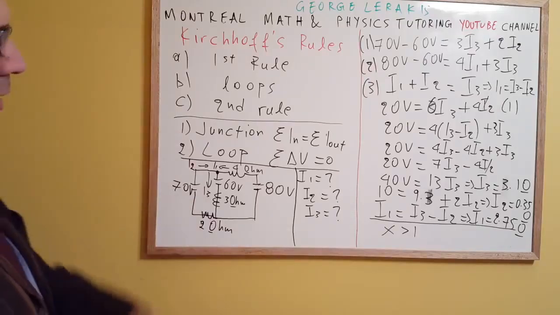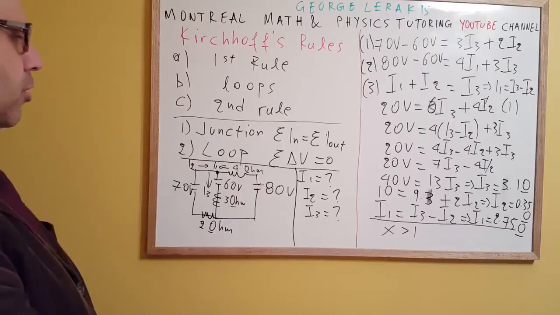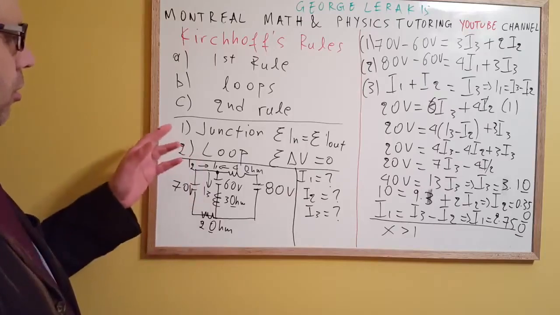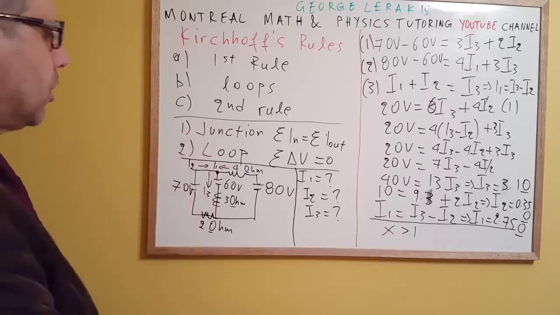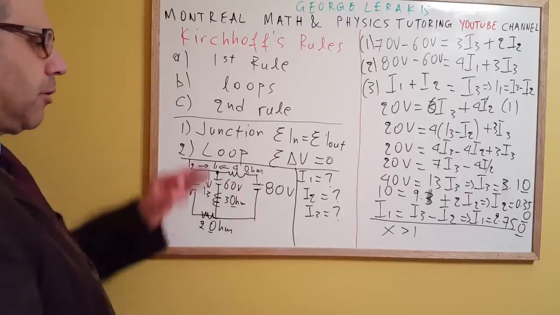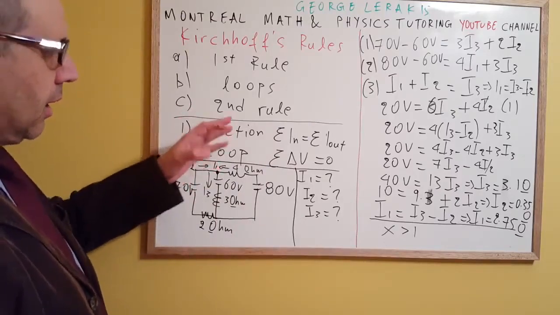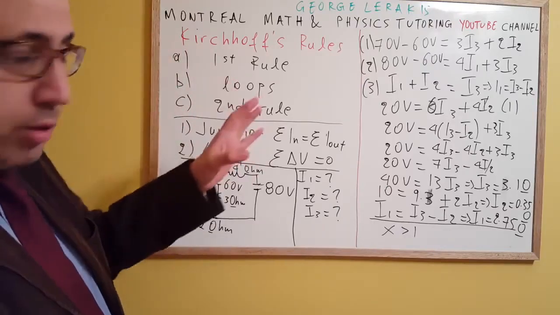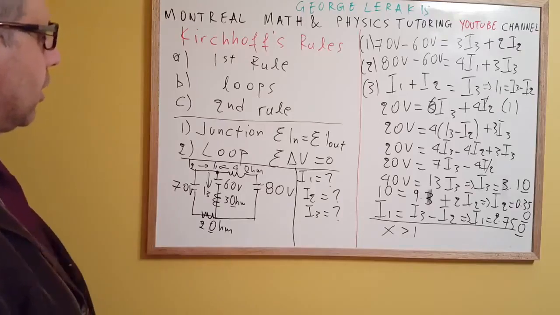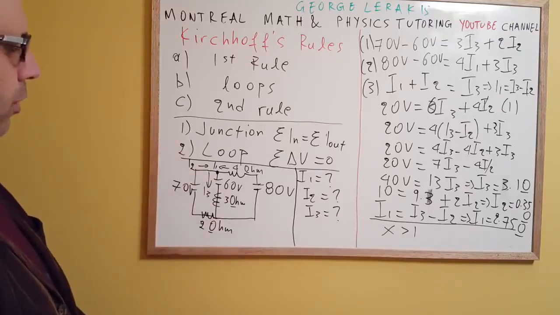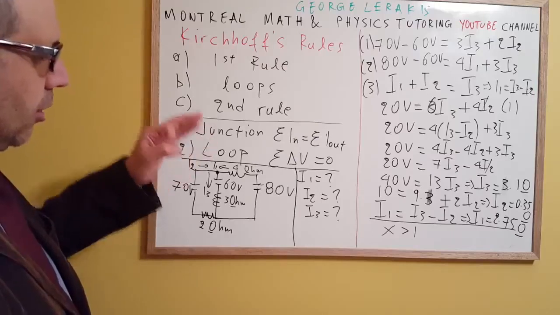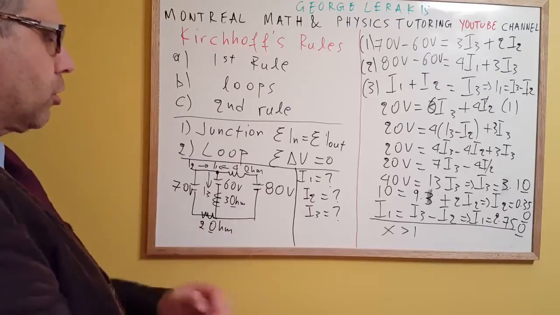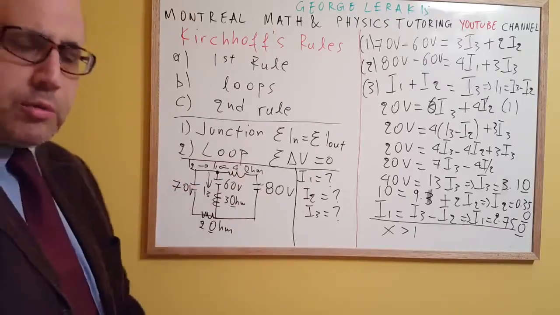Now let's state a brief theory. The brief theory for this topic is the two rules of Kirchhoff. The first is the junction rule, which says that the sum of the currents that come into a junction has to be equal to the sum of the currents that go out of the junction. And the second rule is the loop rule, which says that the sum of the voltage differences across a closed loop has to be equal to 0.